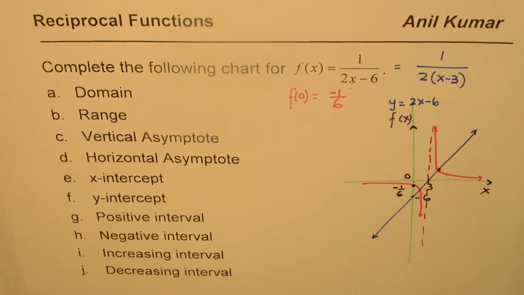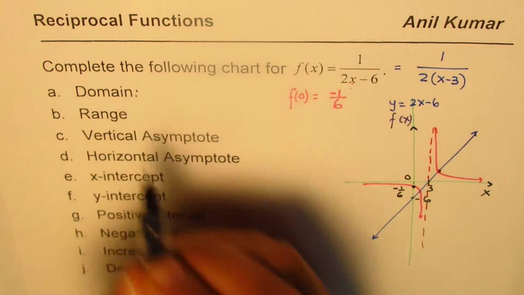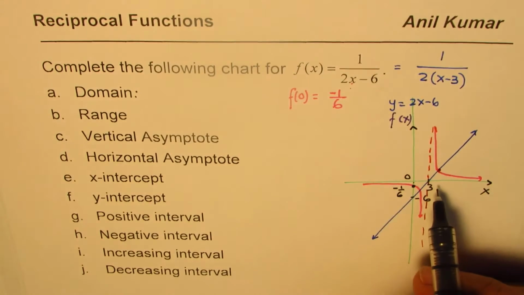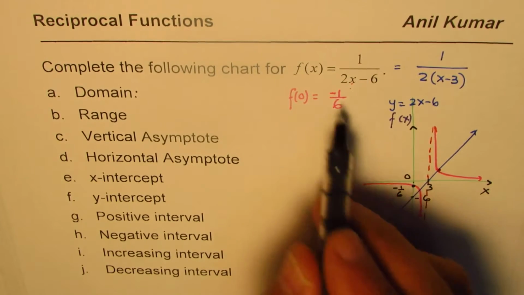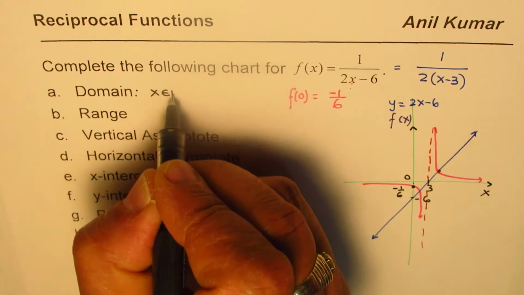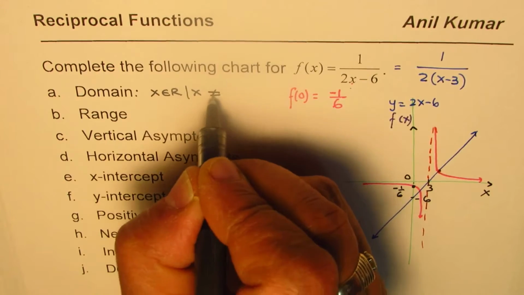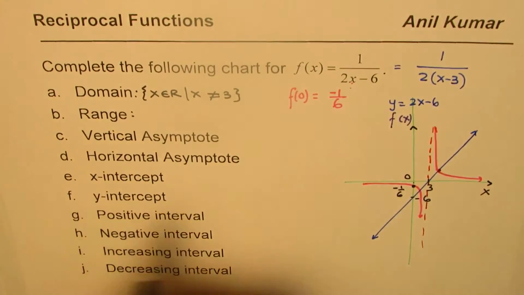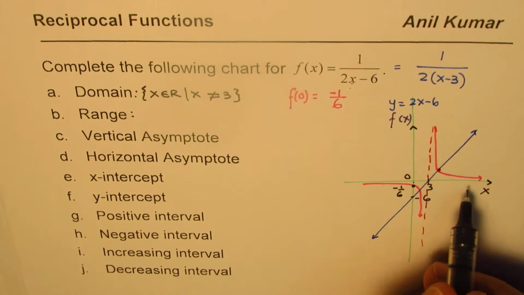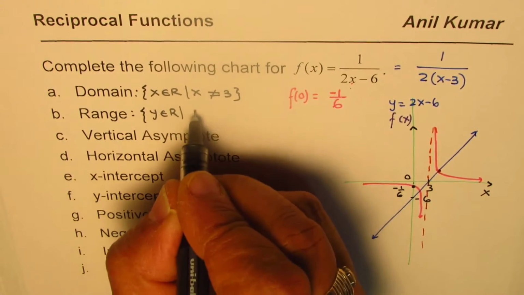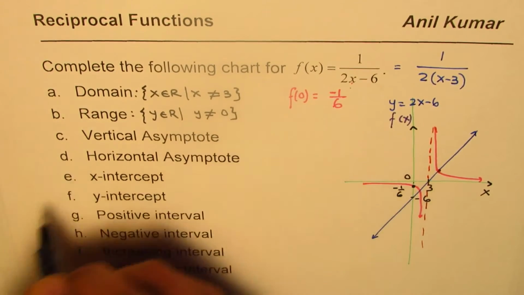Now let's write down all the characteristics. Domain. The domain for f of x is all real numbers except for the vertical asymptote, which is at 3, since the denominator is 0 for x equals 3. So x belongs to real numbers such that x is not equal to 3. That becomes the domain. Range. The function could have all the values except 0.